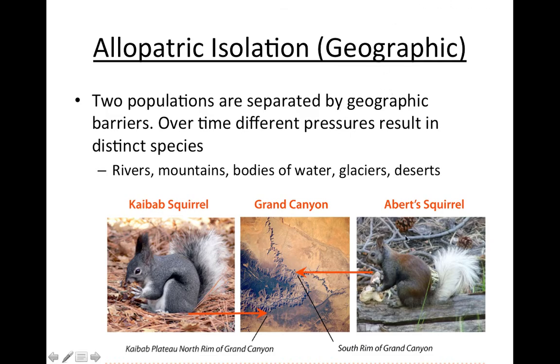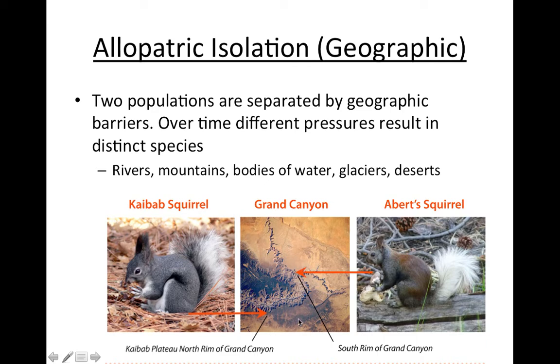One example of that is this squirrel. Now, these 2 squirrels have a recent common ancestor that used to live in this area before it became the Grand Canyon. When the Grand Canyon was formed, when that crack started to separate, it separated this one group of squirrels into 2 different groups.